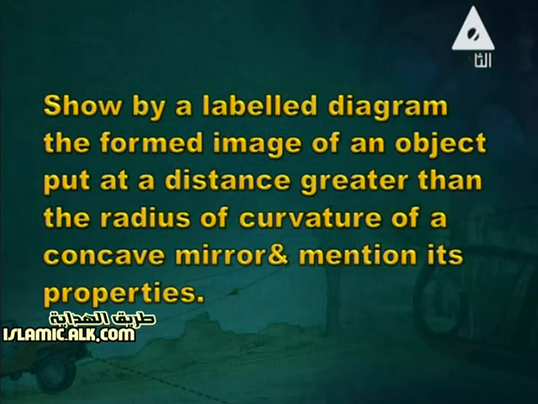Show by a labeled diagram the formed image of an object put at a distance greater than the radius of curvature of the concave mirror and mention its properties. The body will be put at a distance greater than the radius of curvature. It means that the body will stand at a distance more than C, which is beyond the center of curvature.